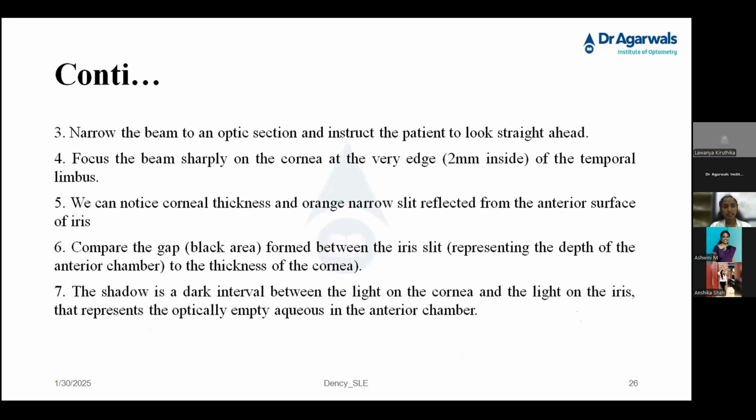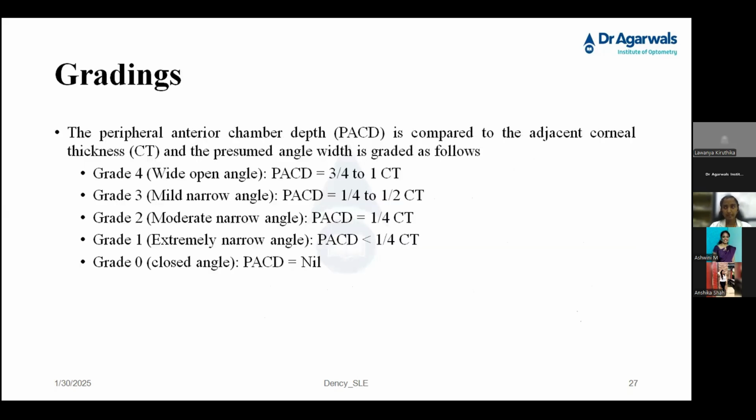Narrow the width to an optic section and instruct the patient to look straight ahead. Focus the beam sharply on the cornea at the very edge of the temporal limbus. We can notice the corneal thickness and an orange narrow slit reflected from the anterior surface of the iris. Compare the gap formed between the iris slit to the thickness of the cornea. The shadow is the darkest interval between the light on the cornea and the light on the iris that represents the optically empty aqueous in the anterior chamber.